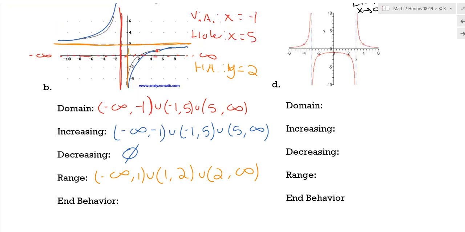Finally, our end behavior, the limit as x approaches negative infinity of f of x. Over here, I'm getting close to that line at 2. As I approach positive infinity, we're also approaching 2.